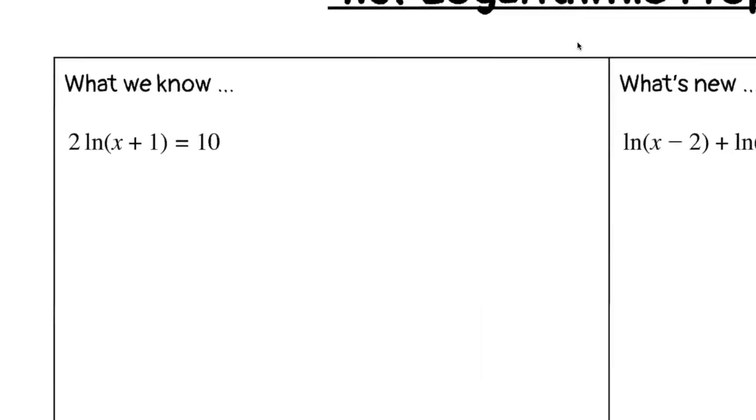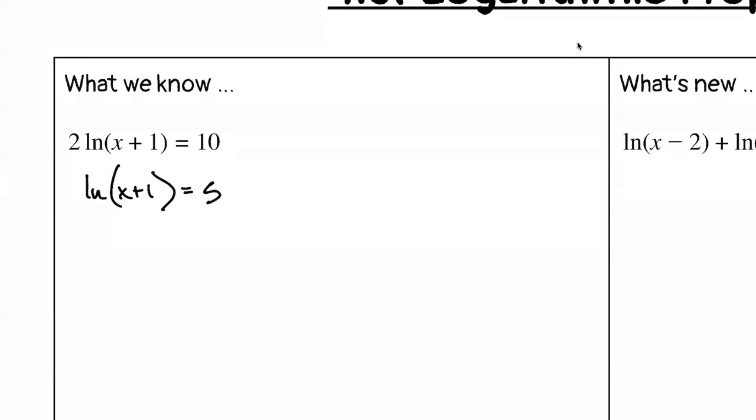All right, so what we know, we have this equation, 2 natural log of x plus 1 equals 10. And if we think about what we talked about right before break, then we might remember that the first thing we need to do is get that natural log by itself. And we could do that by dividing both sides by 2. And so we would get natural log of x plus 1 equals, let's see, 10 divided by 2 is 5.